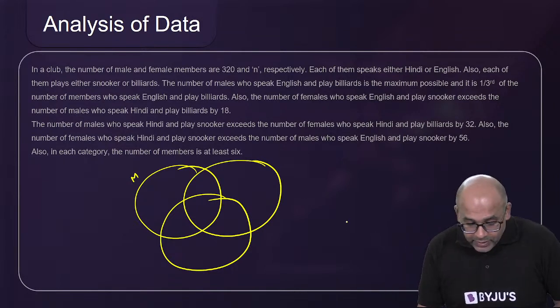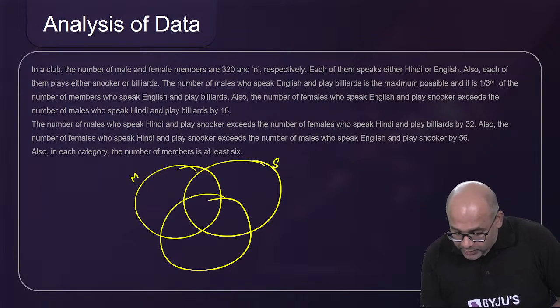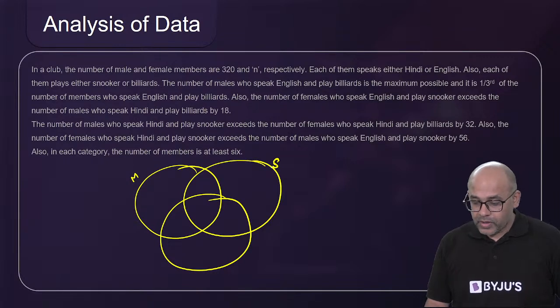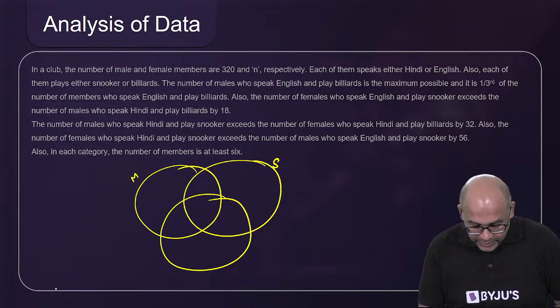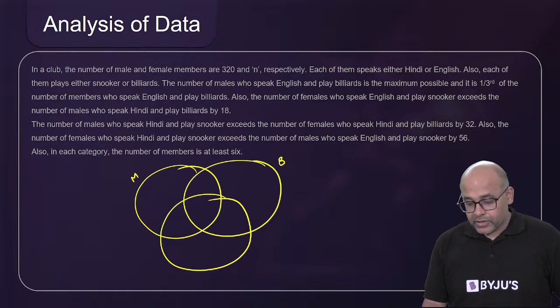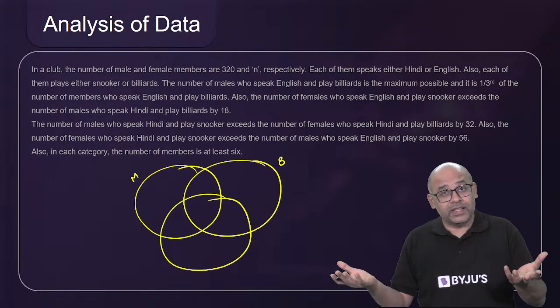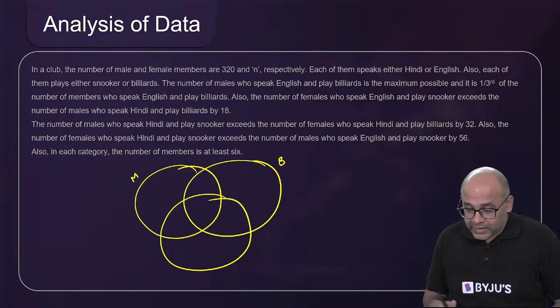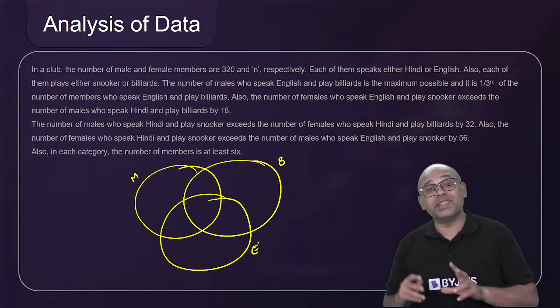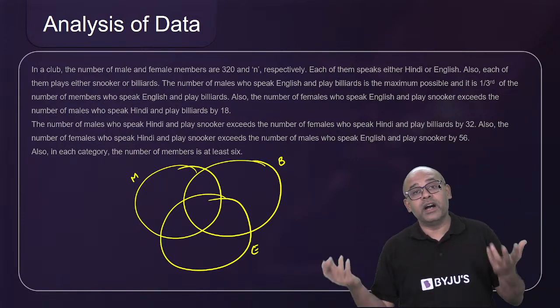Then the next one is snooker or billiard. If I say snooker or billiard, it doesn't matter. Let me take billiards. The circle represents billiards, so anything outside the circle is snooker. And the third one is English. The circle represents English, which means anything outside the circle is Hindi.